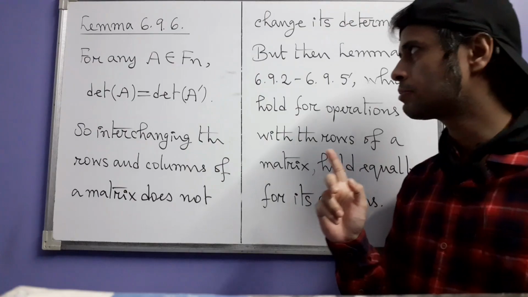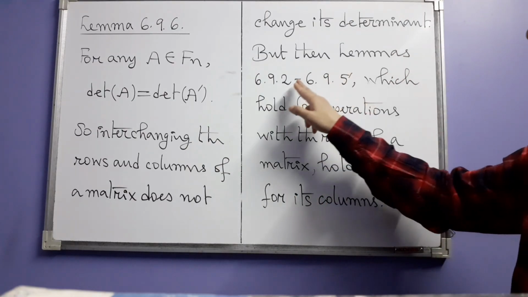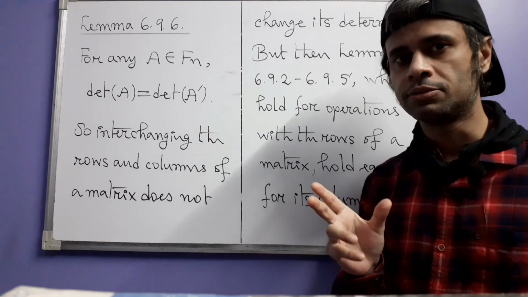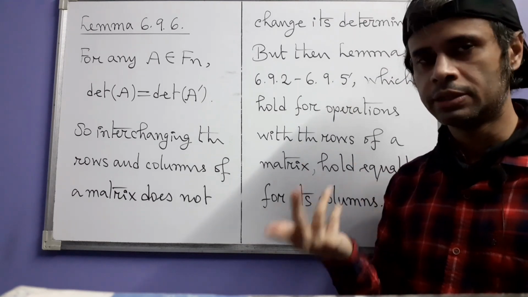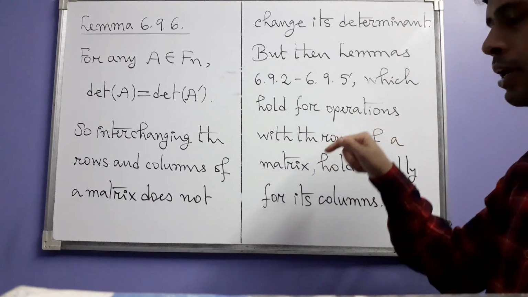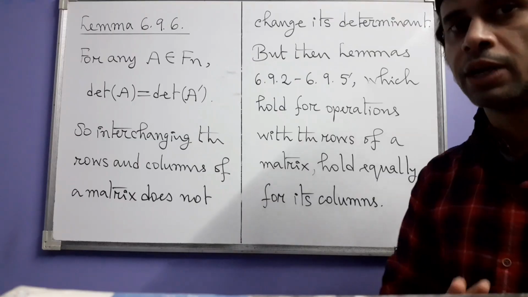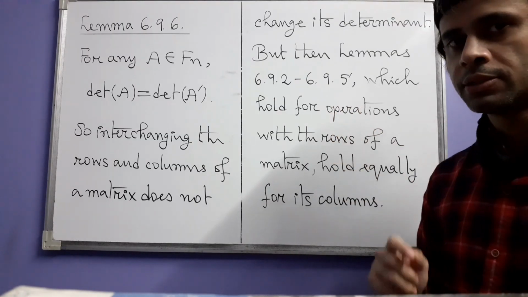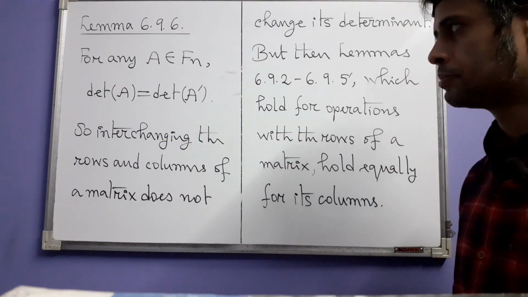And because of this fact, all the previous lemmas, these lemmas that were related to the rows of a matrix and determinants, will have their corresponding column versions. Let us recall one of them and see how it looks.